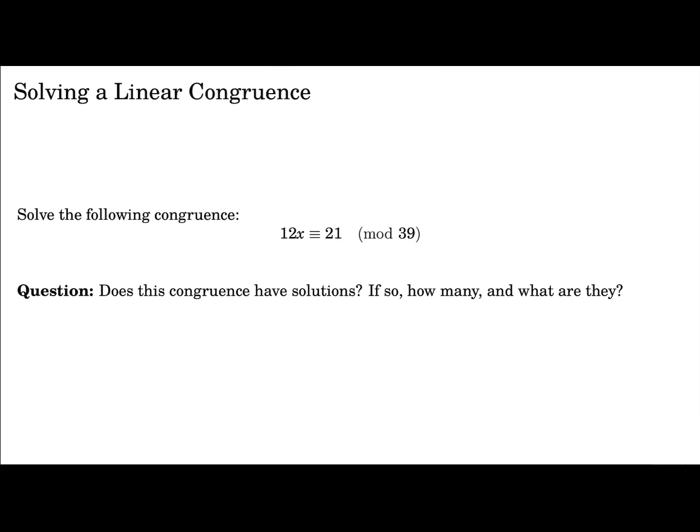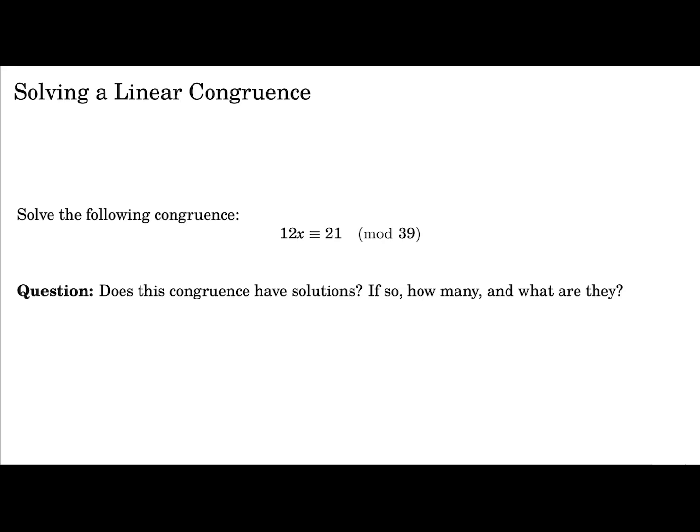And so there are a few questions we want to answer here. First, does this congruence have any solutions at all? That's the first question. Second, if it has solutions, how many solutions are there modulo 39? And third, what are those solutions?